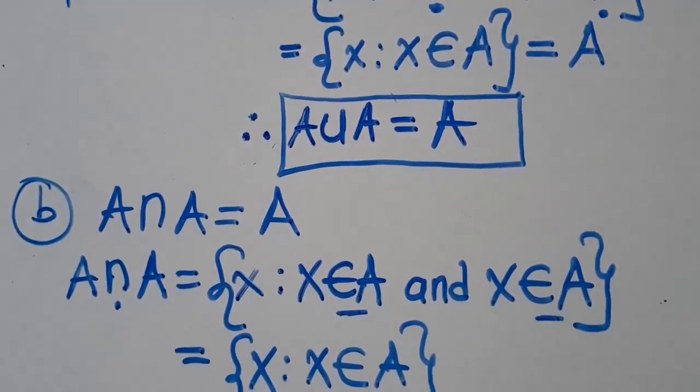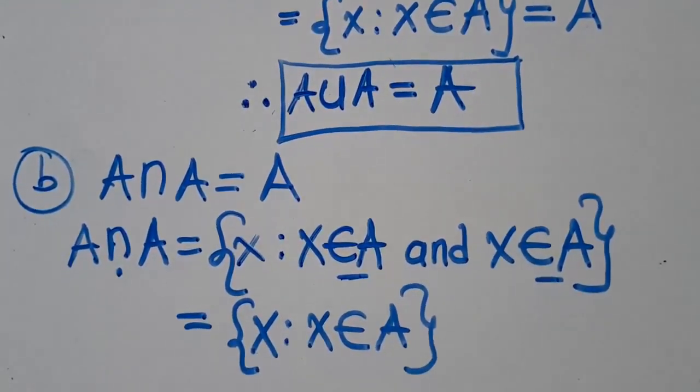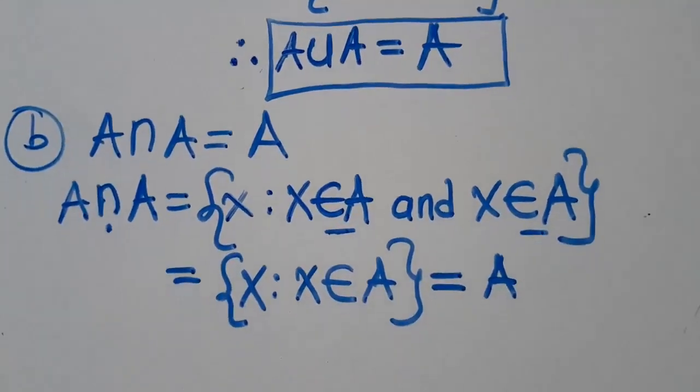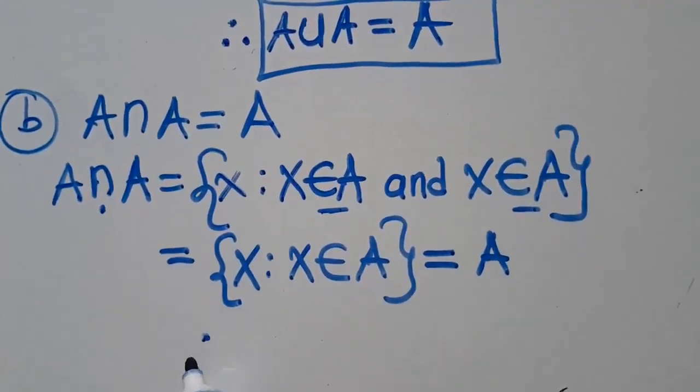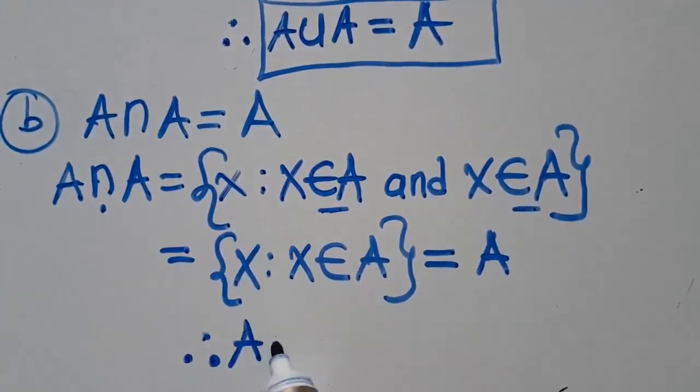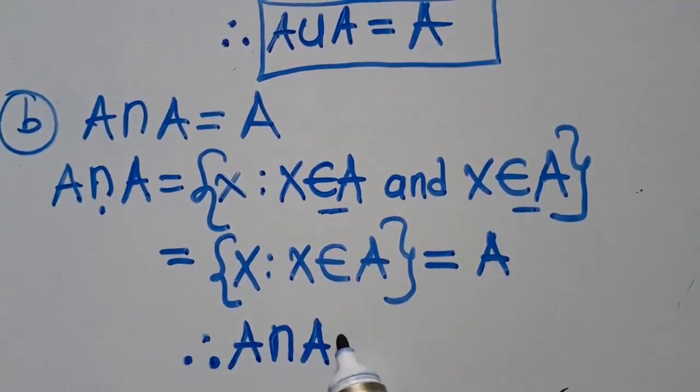Imagine one set intersecting with itself. What are you really talking about? You're talking about the same set, which is just equal to A. Have you seen? We've proven this. So what we do now, you just say, therefore, A intersection A is equal to A.